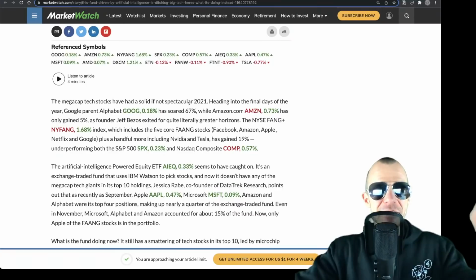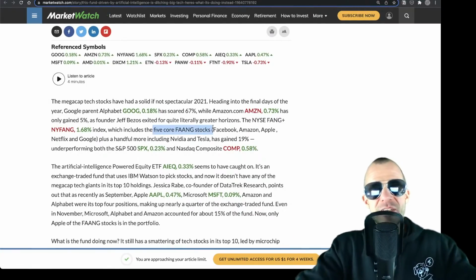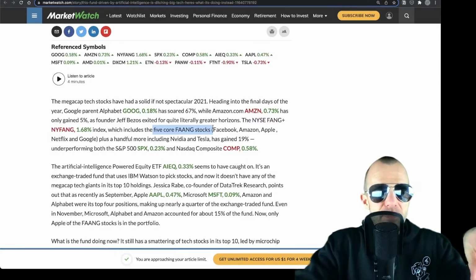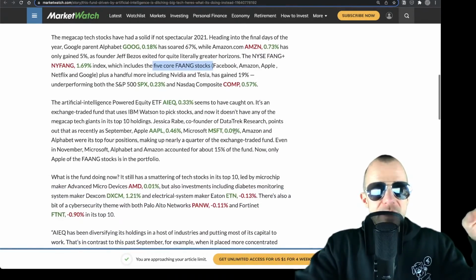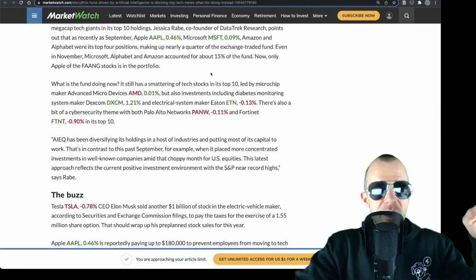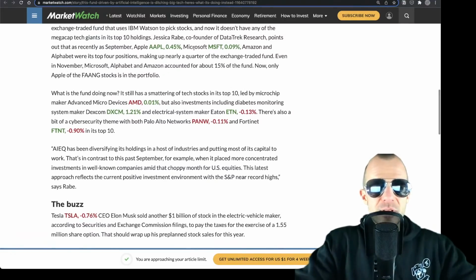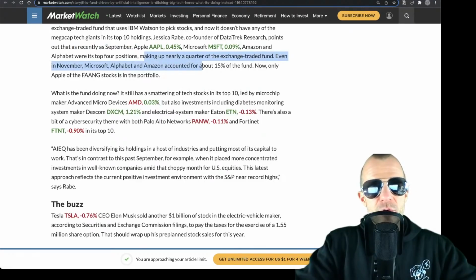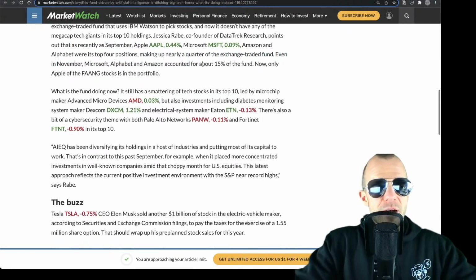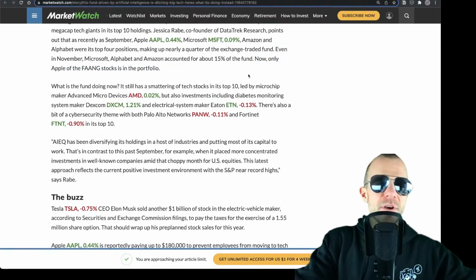So the story is about how it used to have a lot of the 5 core FANG stocks in it and made some profit, but now recently it has been dropping those. It only has Apple now. So it says, as recently as September, these were its top 4 positions, making up nearly a quarter of the exchange-traded fund. Now only Apple is in the portfolio.